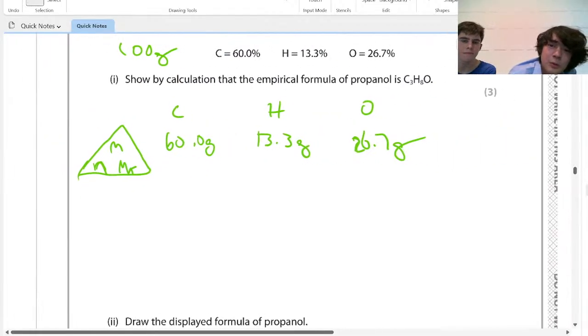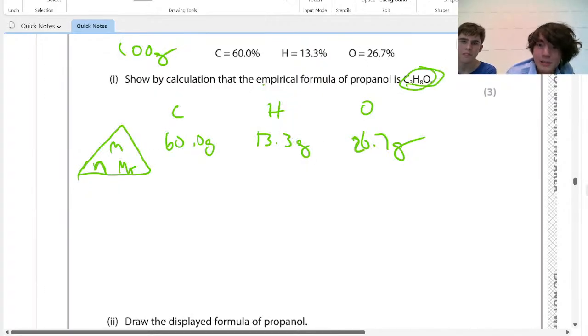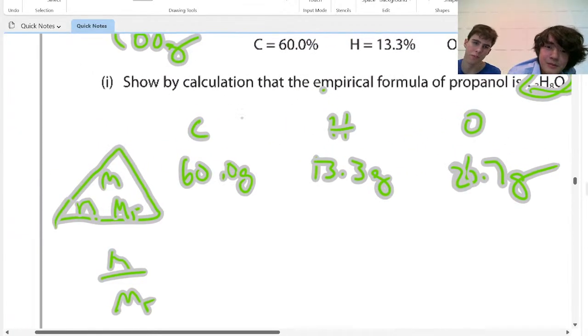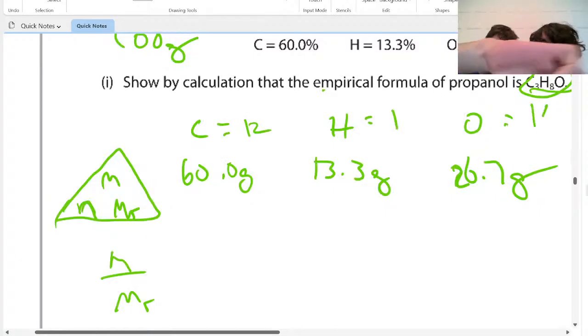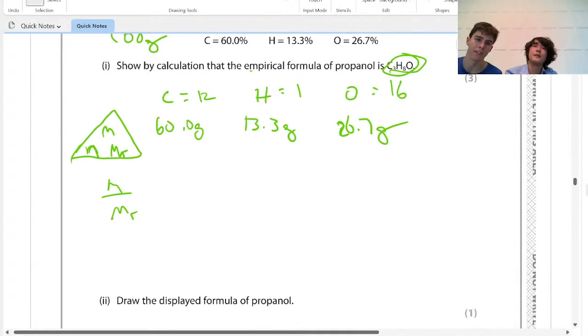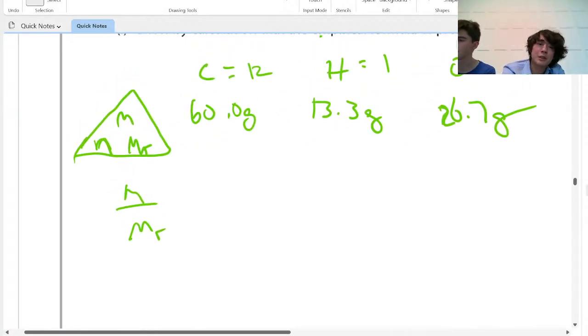What do we want? We want the moles, because we want the ratio of the atoms. How do you get moles? It's m over Mr. For any of these formulas, write them in triangles and cover the one you want. If you cover the mass, it'll be n times Mr. For this, we want the moles, so it's m over Mr. So 60 over 12 is 5 moles.